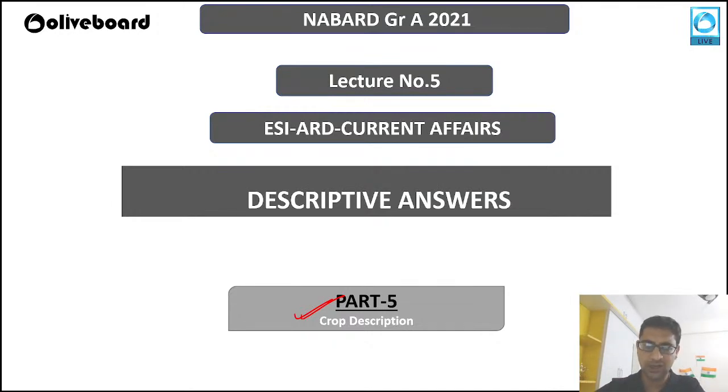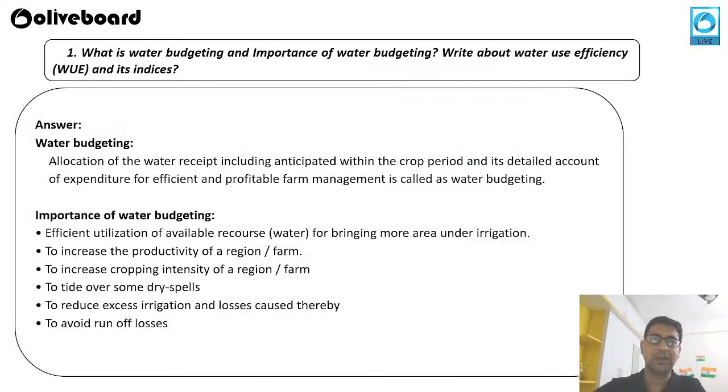The first question for today is: what is water budgeting and what is the importance of water budgeting? Write about the water use efficiencies and their indices. Here they are asking about water budgeting, what it is, then its importance, and what water use efficiencies and their indices are, like how we measure them.